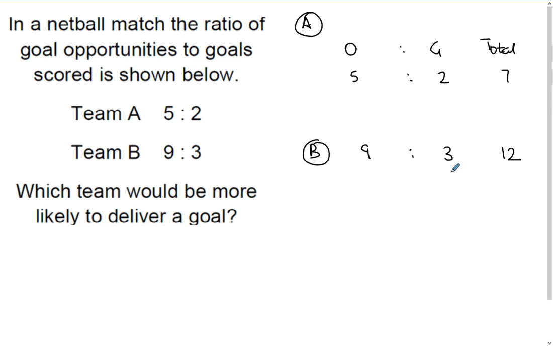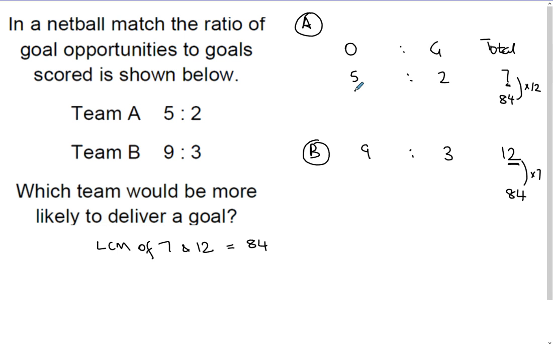Which team would be more likely to deliver a goal? The only way you can compare it is if they've actually played the same number of matches. So really, the lowest common multiple of the 7 and the 12 is what we're looking for. And it doesn't have to be the lowest common, it just has to be common. So we're just going to put 84. So let's make them all 84. So here we're going to multiply everything by 12, and here we're going to multiply everything by 7. And once we've got the 84 matches, it'll be a bit more obvious.